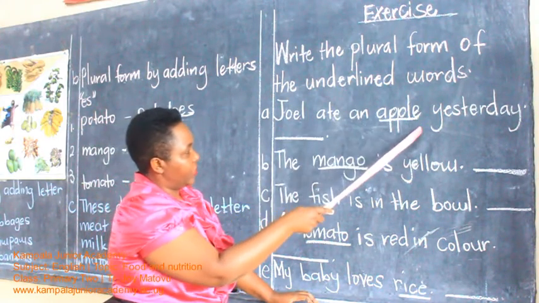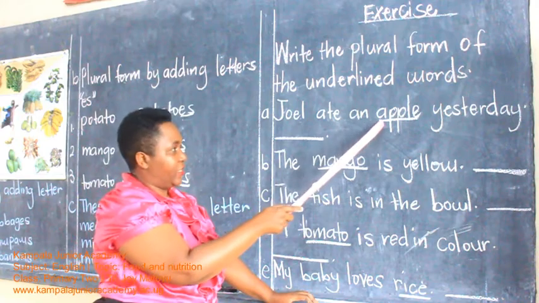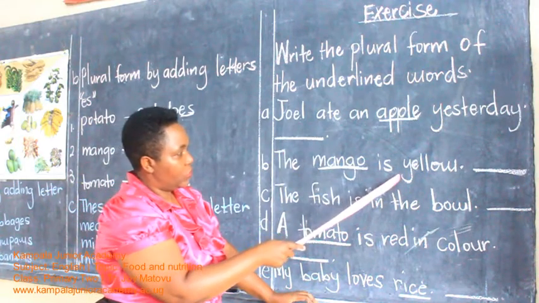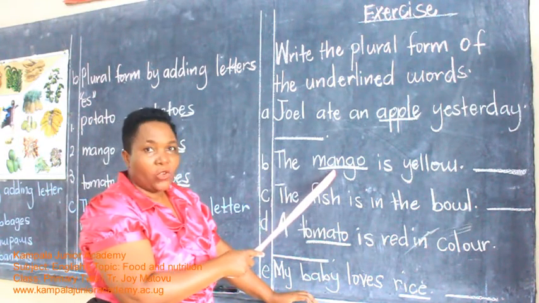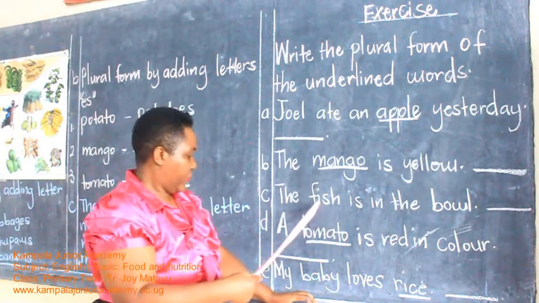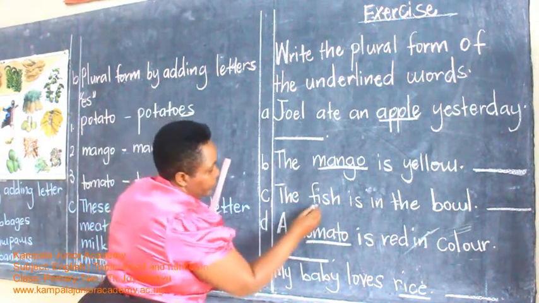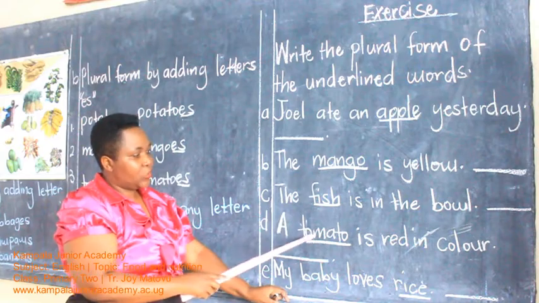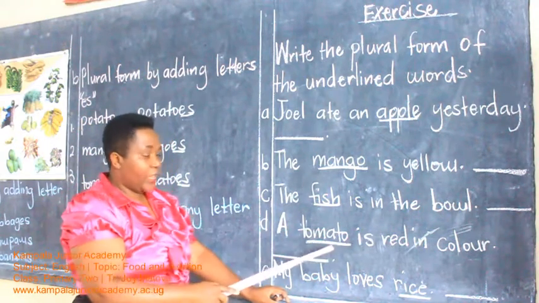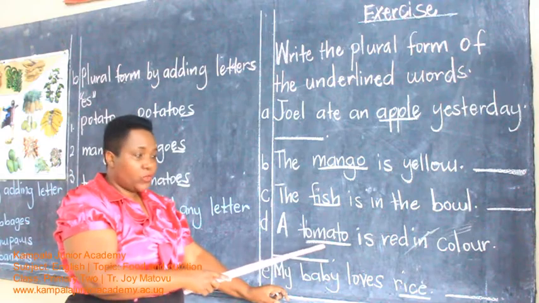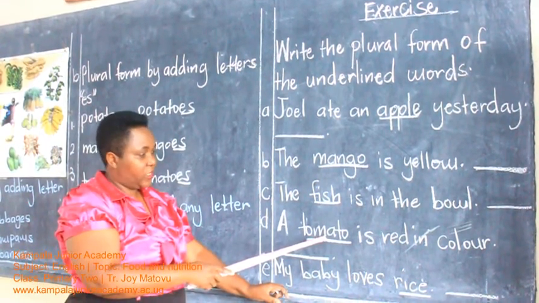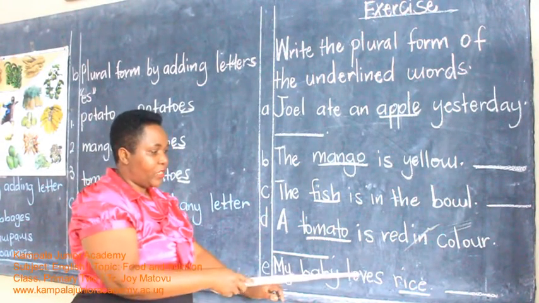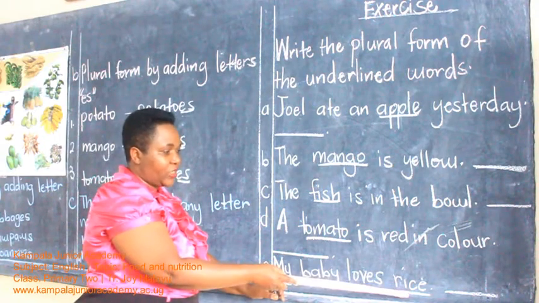Joel ate an apple yesterday. The underlined word in this sentence is apple. You're going to give its plural form as the answer. The mango is yellow. The underlined word in the sentence is mango. You're going to give its plural form. The fish is in the bowl. Our underlined word is fish. A tomato is red in color. So the underlined word is tomato. So you're going to give the plural form of the word tomato because tomato is in singular form. And the last sentence is, my baby loves rice. The underlined word is rice.